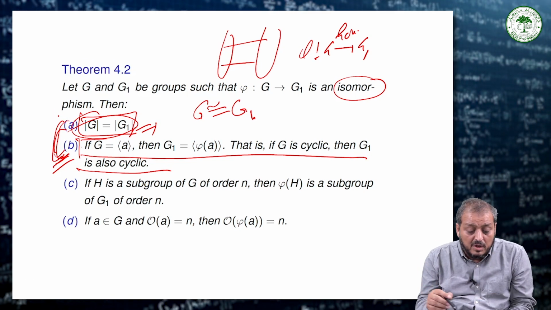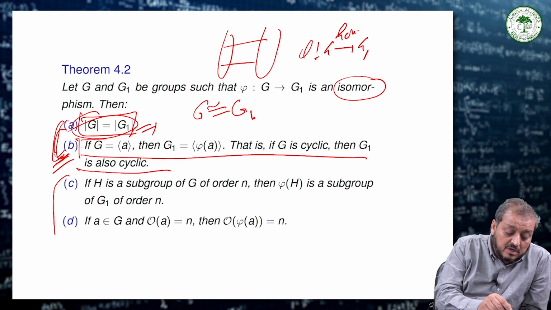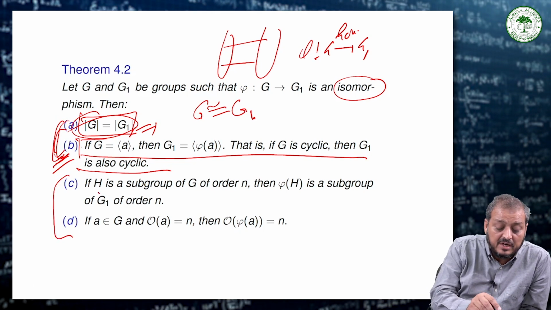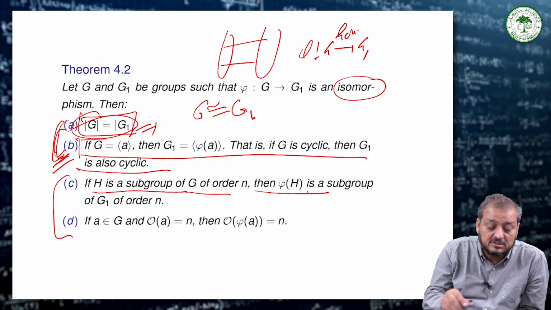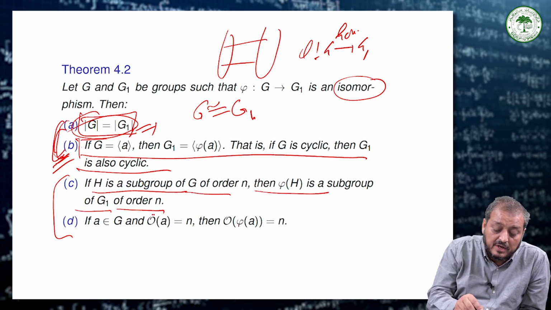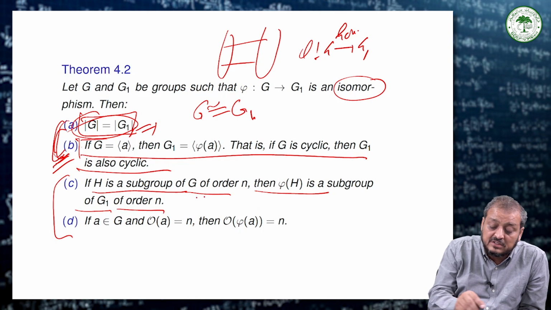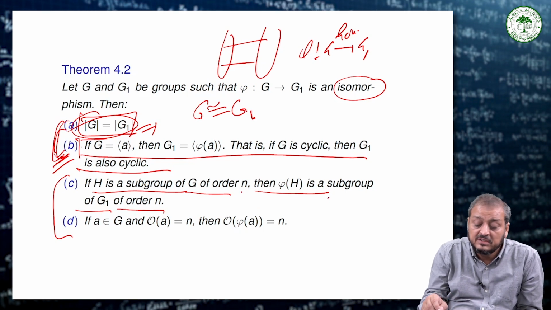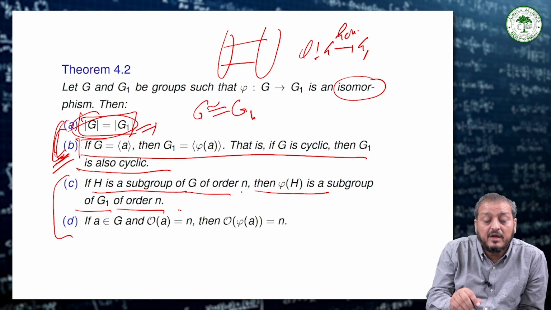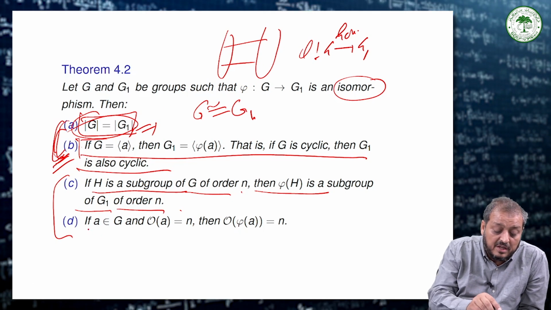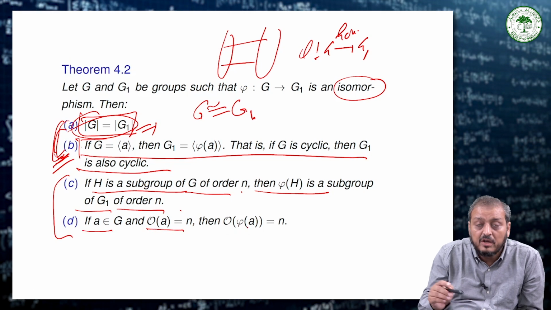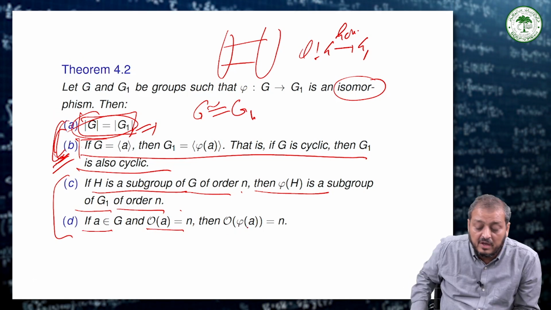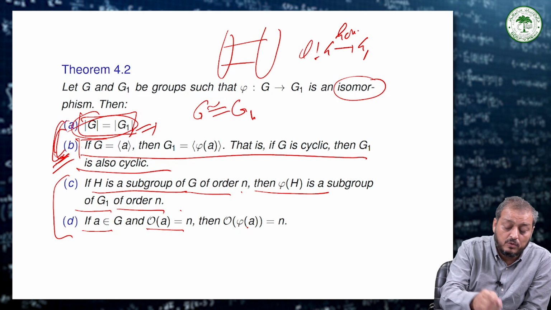Now we have to try to see these two results, saying that if H is a subgroup of G of order n, then phi of H is a subgroup of G1 of order n. So if H is a subgroup of order n, then phi of H is a subgroup of G1 of order n because of this. And then if a is an element of G and the order of a is equal to n, then the order of phi of a is also equal to n. So we try to prove this.